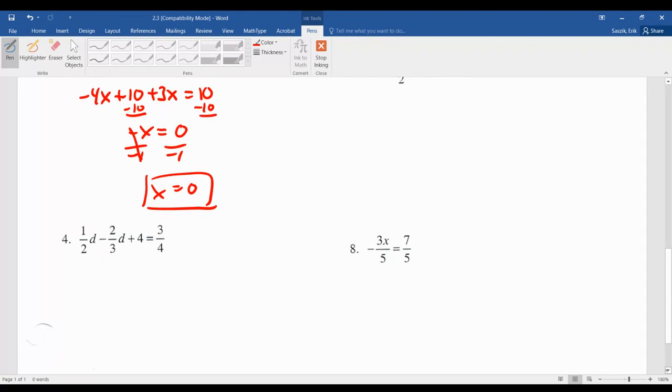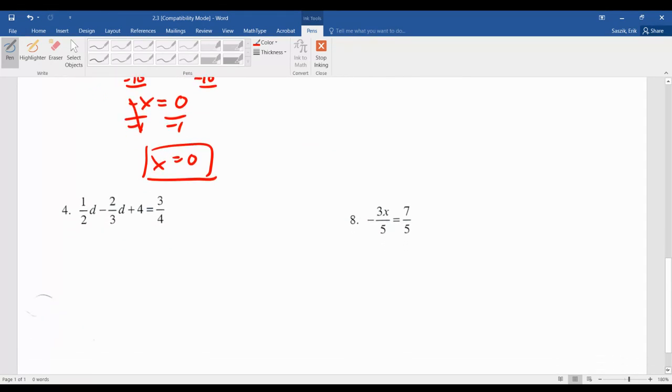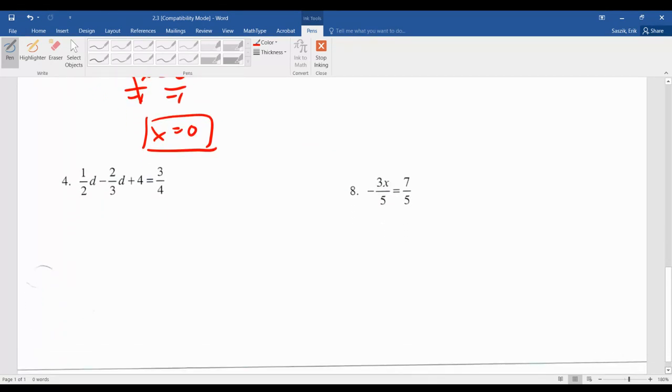Now this one here, I would recommend that you stop and try to do it yourself. This is just like the one that we did in the previous video, the 2.2 video. You've got fractions. Here you have 3 different denominators, 2, 3, and 4. So you ask yourself, what number does 2, 3, and 4 divide into evenly? That means with no remainder. And that would be 12.